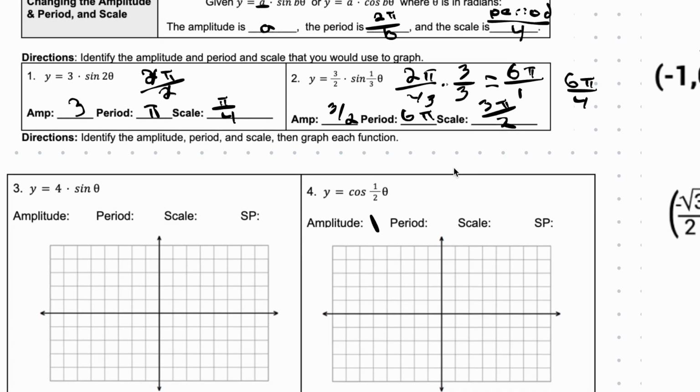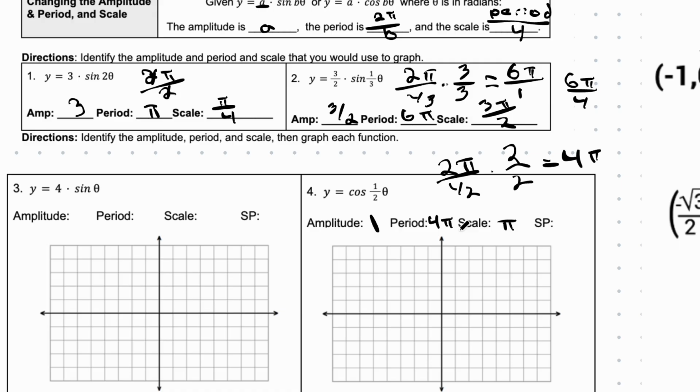What's our period? Our period is 2 pi over b. In this case, our b is 1/2. We multiply by 2 over 2, and we just get 4 pi. So our period is 4 pi. Our scale is going to be our period divided by 4. 4 pi divided by 4 is pi.